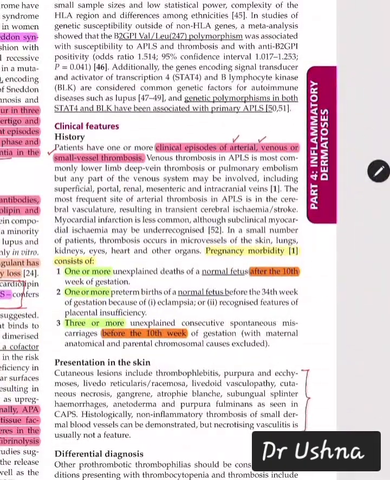If we talk about the history of APLA, there are clinical episodes of arterial, venous, and small vein thrombosis, and there are pregnancy complications as already discussed: one or more unexplained deaths after the 10th week of gestation, one or more preterm births of a normal fetus before 34 weeks of gestation, or three or more unexplained spontaneous miscarriages before the 10th week of gestation.